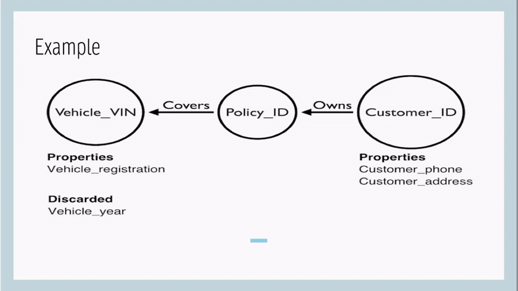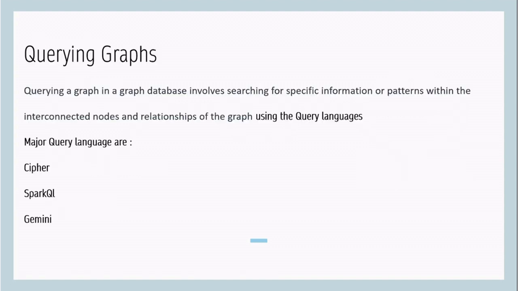Now let's see another type of graph model, that is querying graph. Querying graph is a graph database approach that involves searching for specific information or patterns within the interconnected nodes and relationships of the graph using a query language. Here we use query language for various operations like creating a database, searching, etc. Major query languages are Cypher, SPARQL, and Gremlin, but in our video we are mainly focusing on Cypher.